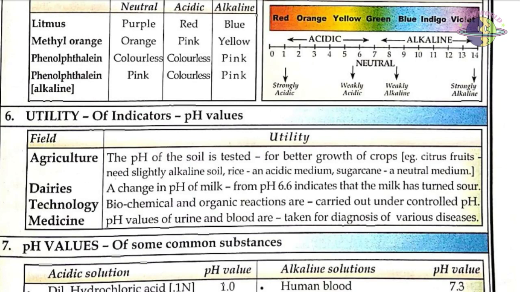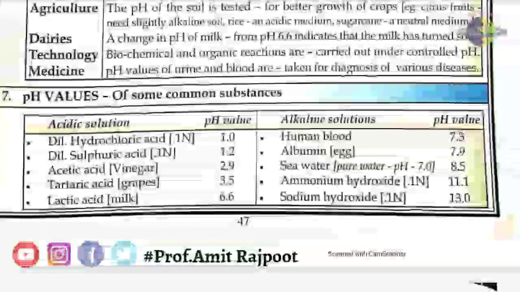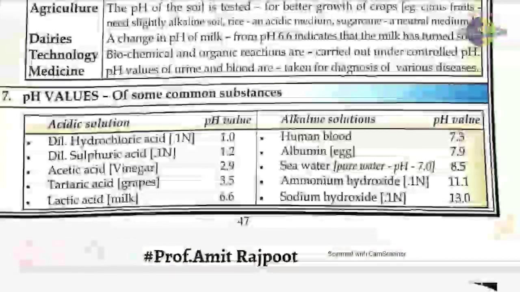Okay, if it has turned acidic, then for particular diseases a particular tablet can be used. In the medicine sector, you can carry out tests on samples of urine and blood, and pH is used for diagnosis purposes. Now some common substances with different pH values are given before us.